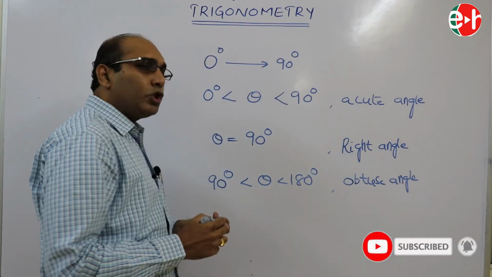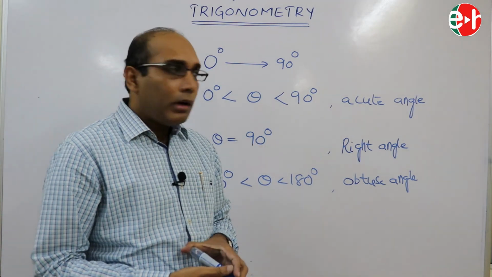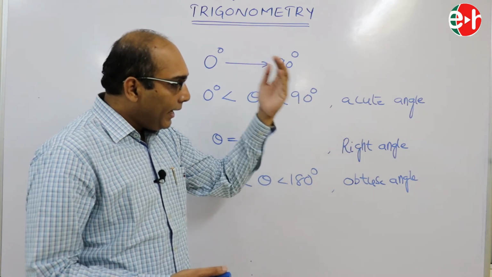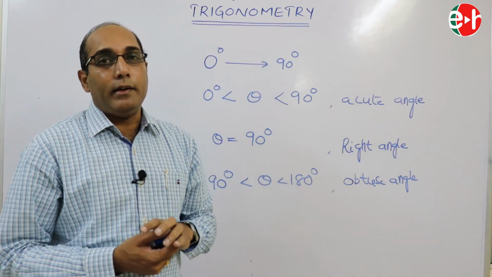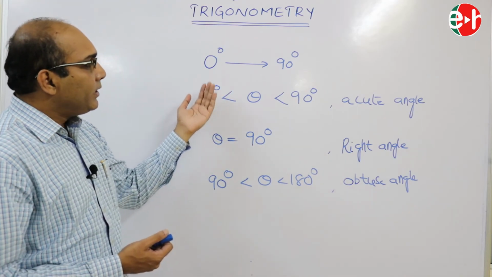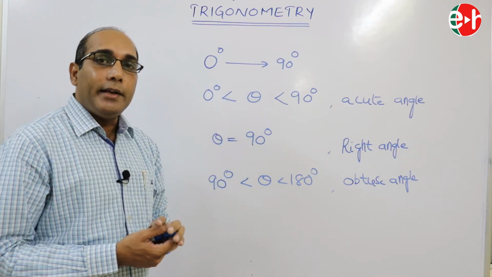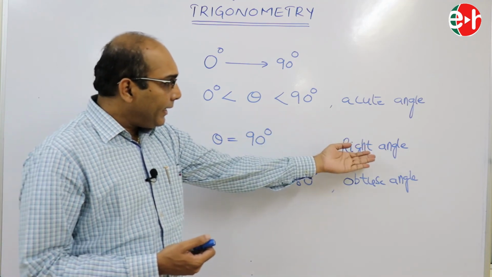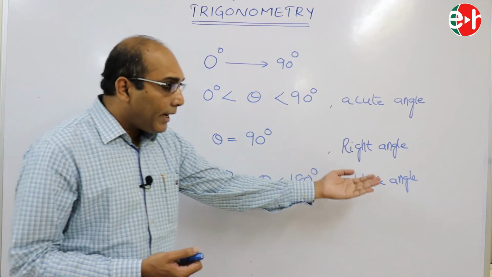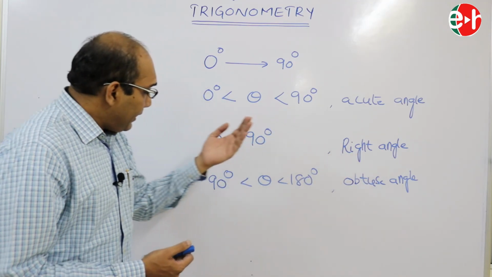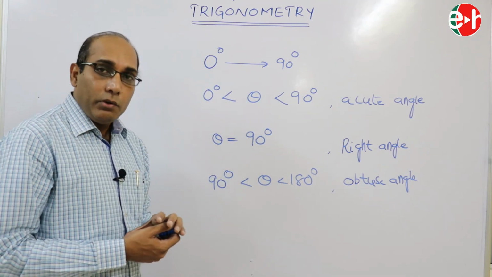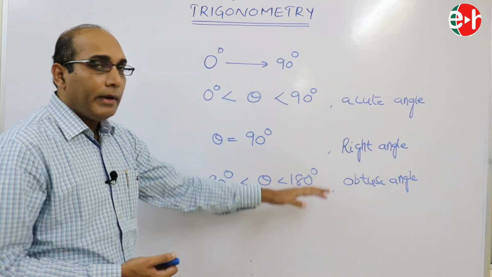Therefore, the most common angles are: the first one is the acute angle, the second one is the right angle, and the next one is the obtuse angle. The acute angle is nothing but the angle that lies between 0 degrees and 90 degrees. A right angle is exactly equal to 90 degrees. An obtuse angle is between 90 degrees and 180 degrees. Now it's clear, these are the most common angles.